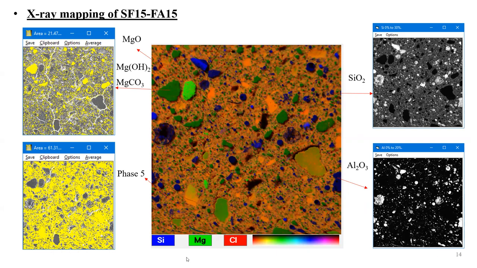We also did the X-ray mapping for this hybrid SF 15%, fly ash 15% MOC. So we can see the large proportion is the yellow, which is the phase 5, the ideal dominated phase. And there is also some excess amount of MgO powder and other materials formed during the hydration.